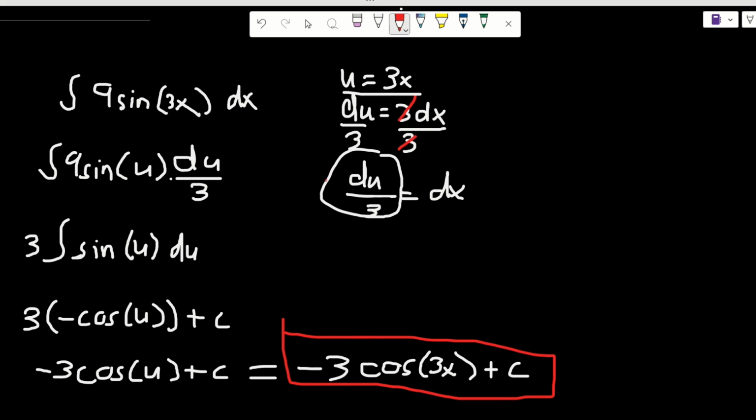I hope you understand how to solve integrals using substitution, or u substitution.